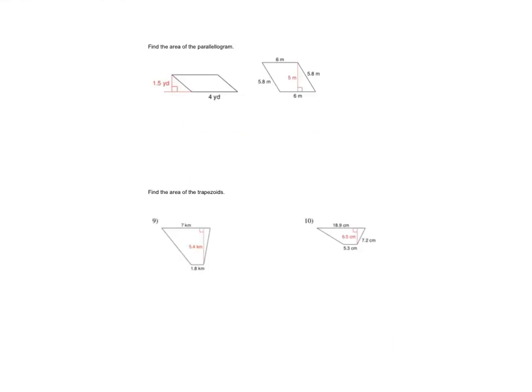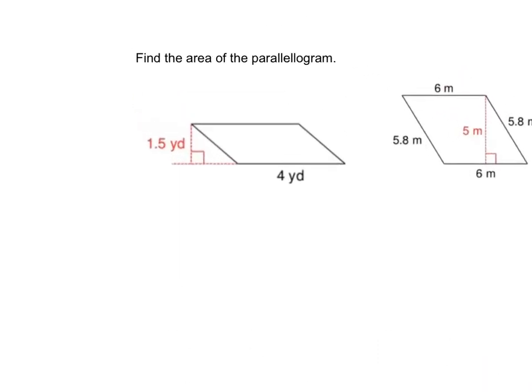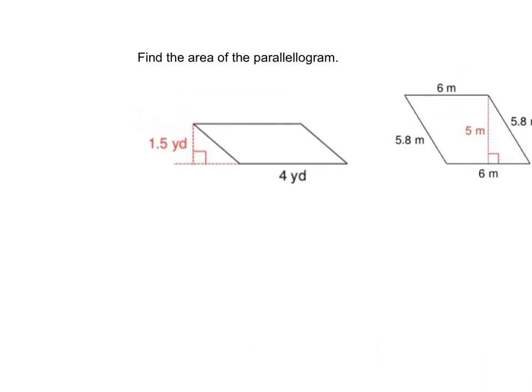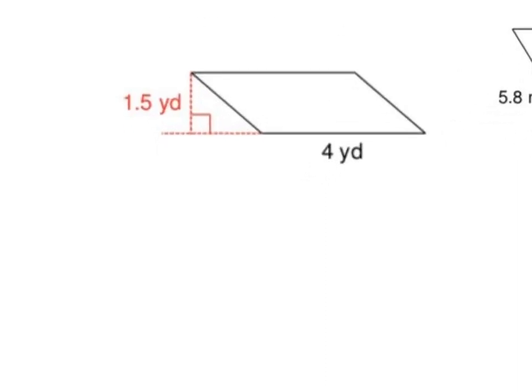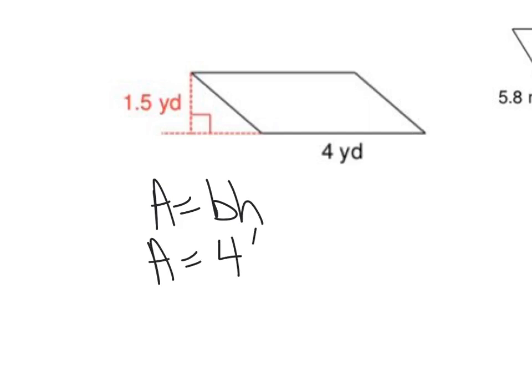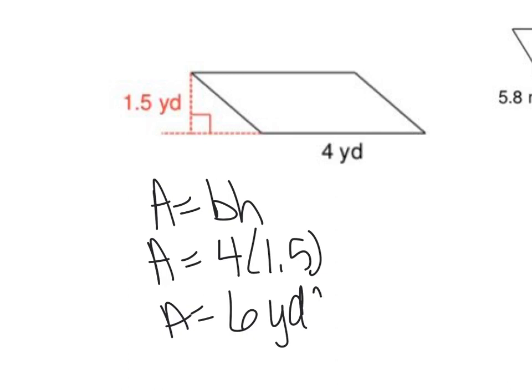Okay, so now we have parallelograms. Remember, the area of a parallelogram is just the base times the height. And again, just like a triangle, you can have the height on the outside of a parallelogram. So our area is just the base times the height. So we'd have 4 times 1.5, which is 6 yards squared.